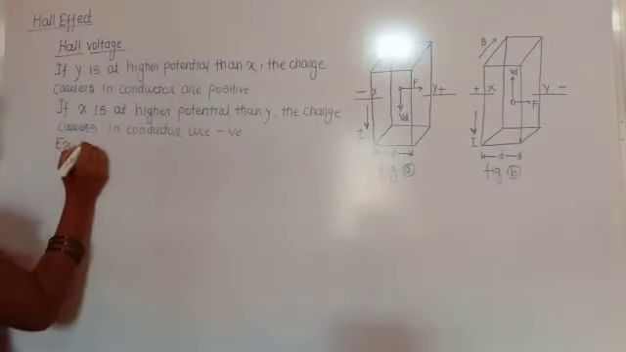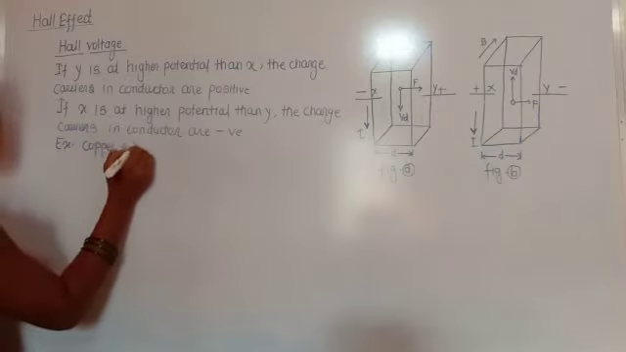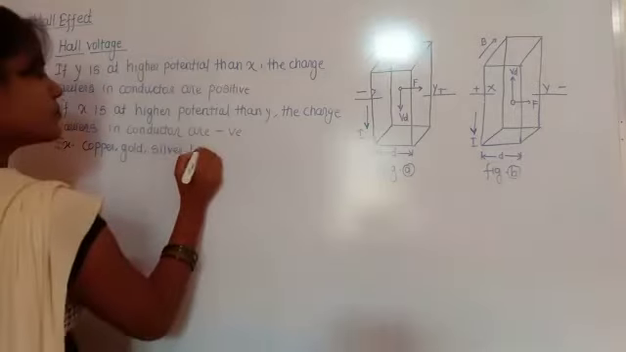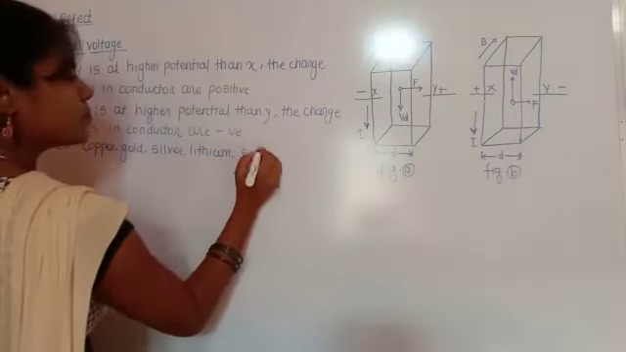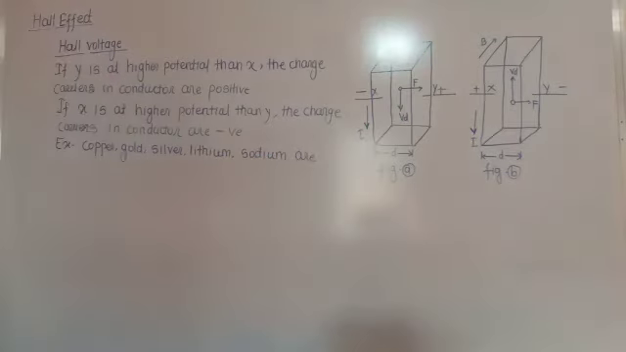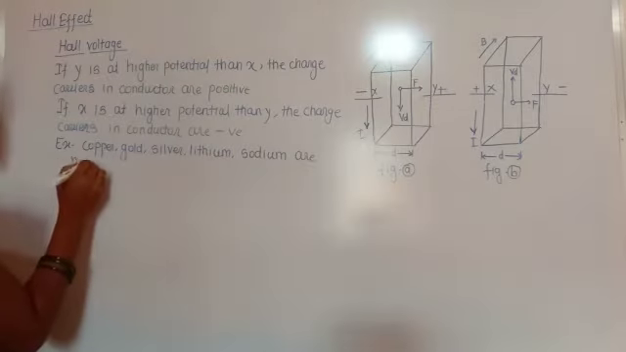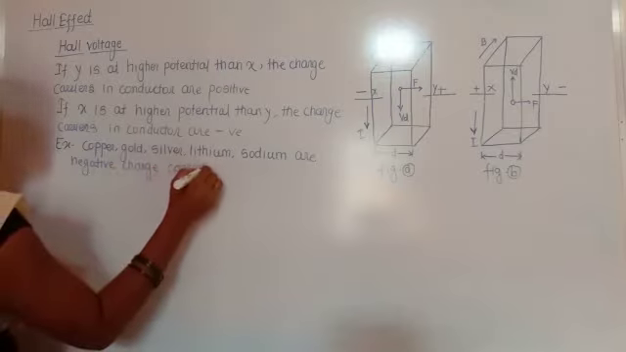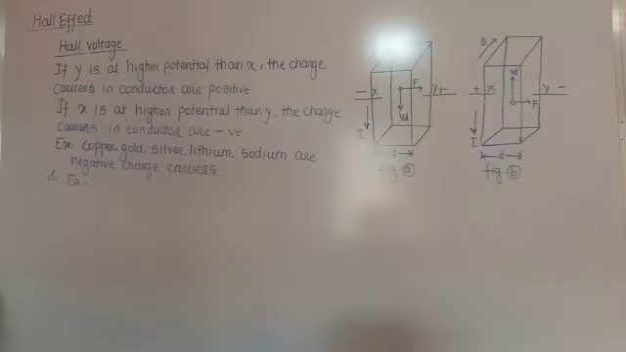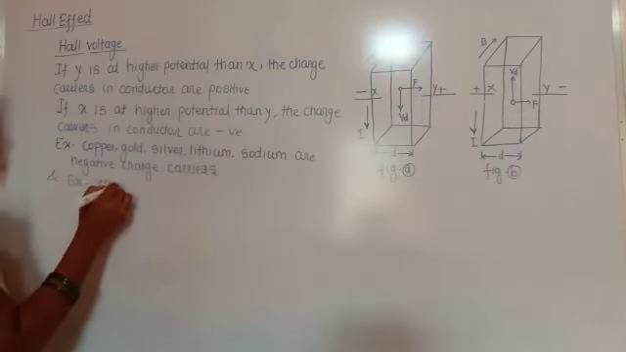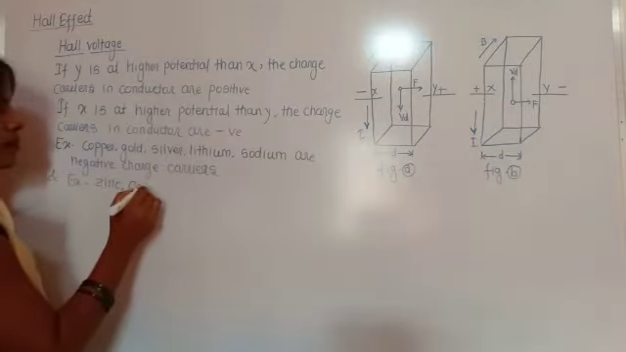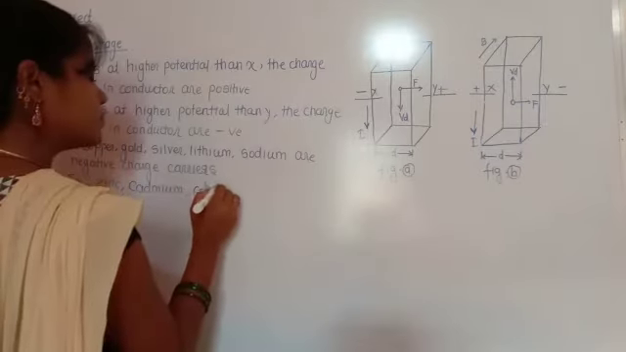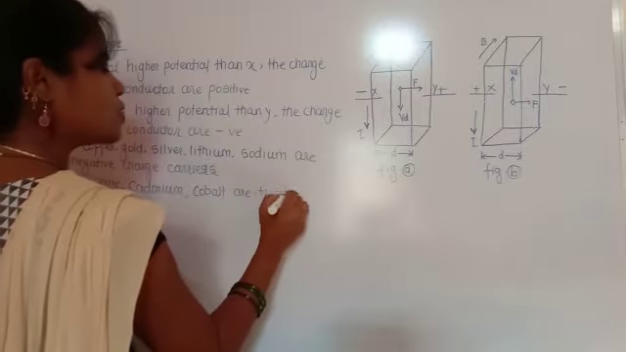For example, copper, gold, silver, lithium and sodium are negative charge carriers, and for example, zinc and cadmium, cobalt are positive charge carriers.